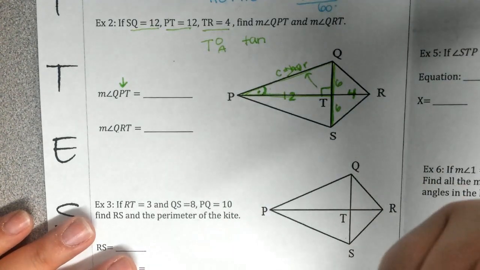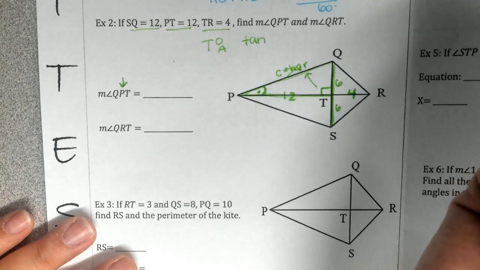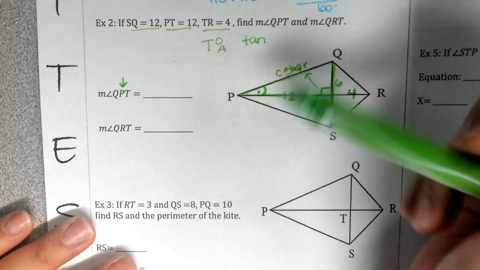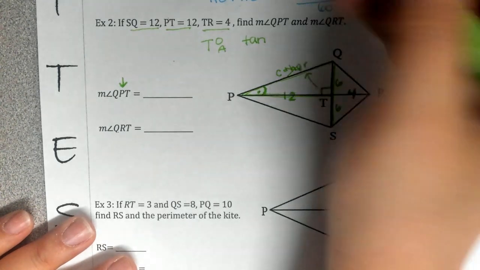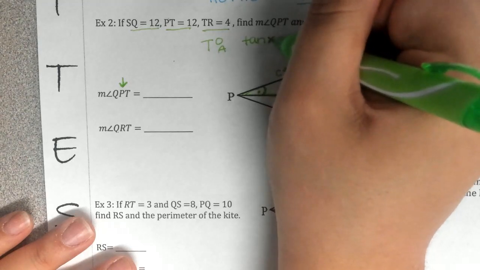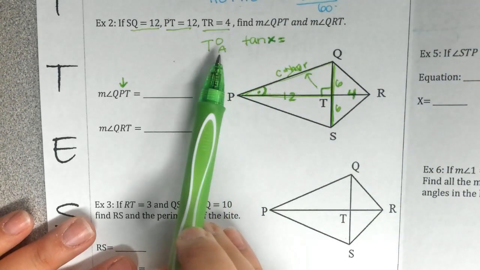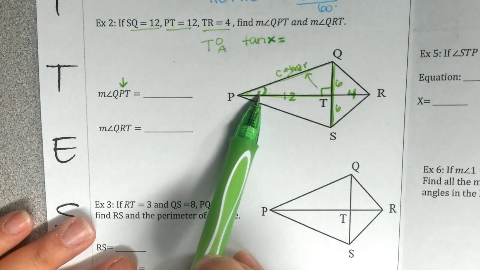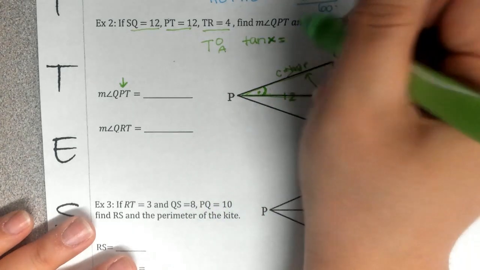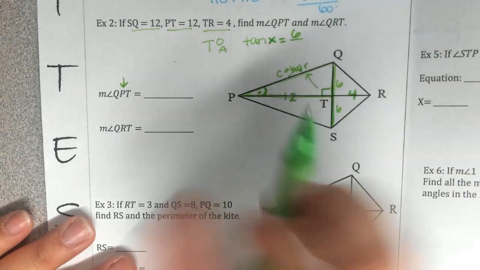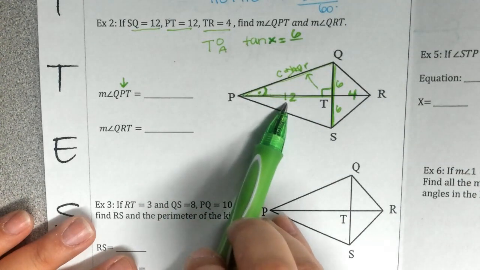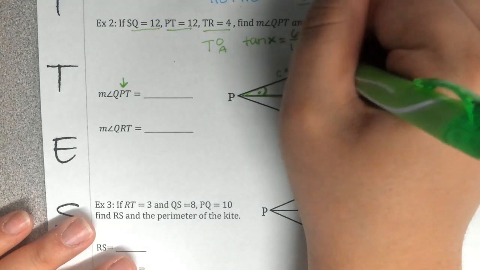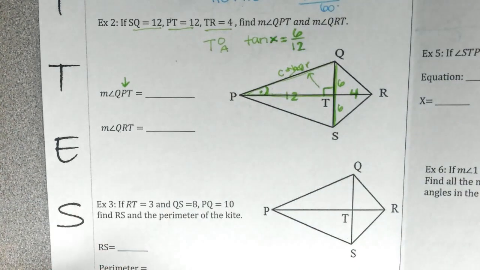Well, hold on. The tangent of, what's my angle? This angle, or this X. X, we don't know what it is. So I'm going to put X equals, what is opposite of this angle? 6. What is adjacent to this angle? 12. Again, I know it's been a hot minute. That's why we're doing this together.